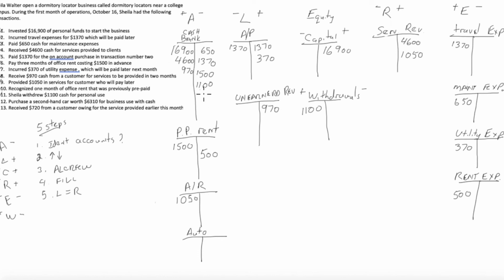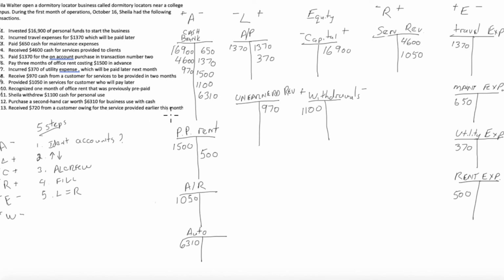So let's fill it out. $6,310. We went and took the money out of the bank to pay for a car, which now all we did was change an asset from cash to something physical. So the asset went from the right side to the left side, essentially. And the car now is worth $6,310 because it went up. The car asset went up. Perfect. Next. Received $720 from a customer owing from a previous service provided earlier this month.